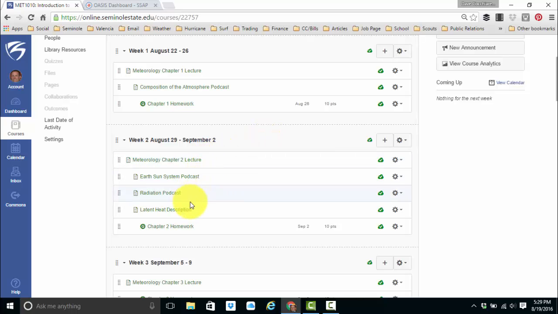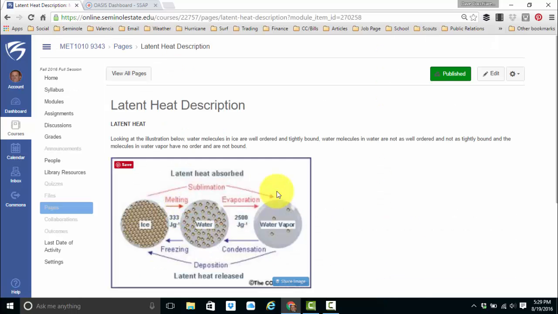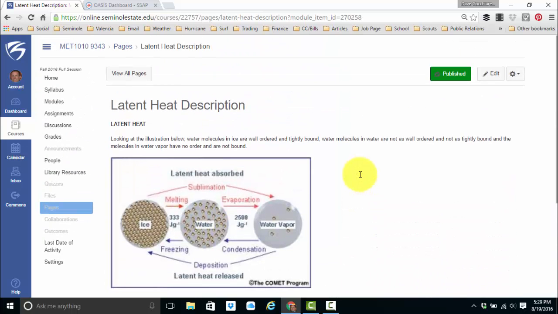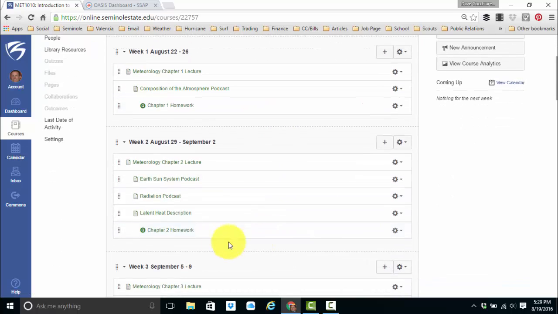Chapter 2, there's a couple of podcasts here. There's actually 3. Well, there's 2 podcasts, and then there's a little blog here on latent heat, which is important for you to read. Understanding latent heat is extremely important, whether you're in oceanography or in meteorology. And then again, there's the chapter 2 homework.